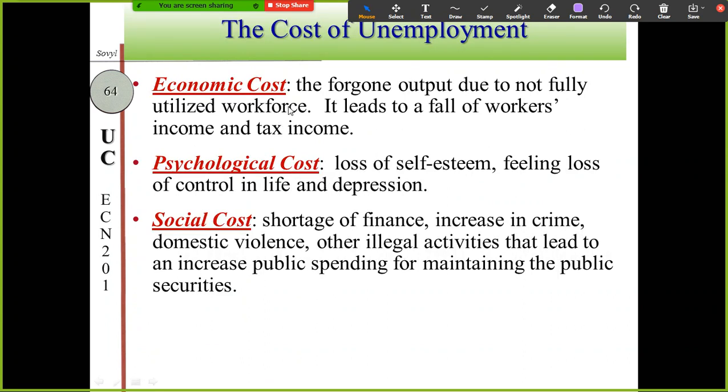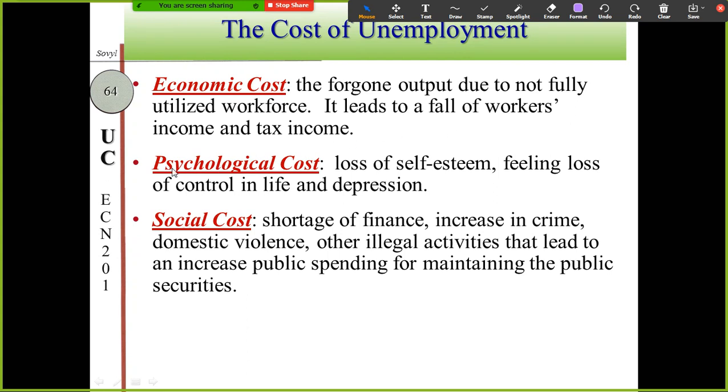This is a very short overview of the cost of unemployment. Maybe you can search for a little more detail; I just covered it briefly. So unemployment provides countries with three types of cost. Economic cost refers to lost income, business income, workers' income, and tax income. When everyone in the country has less income, they spend less, and then they get less income again, so the country cannot develop.